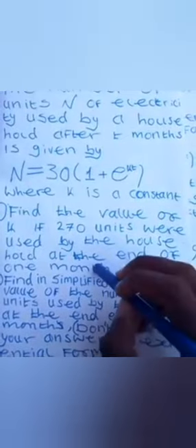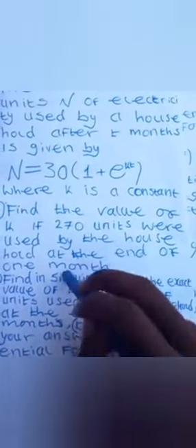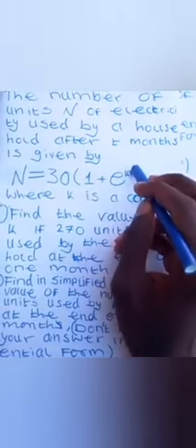They want you to find the value of K, this one here, if 270 units were used. They have given you the units. So where is n? Put the units, because n is representing the units used by the household at the end of 1 month. And what is t? Time. Put 1 there. Don't convert to seconds, years, and so on. If they have said t in years, just plug it in directly, the same way it is in years.